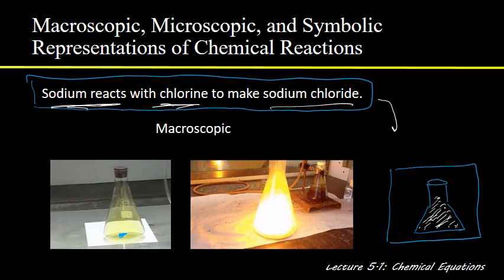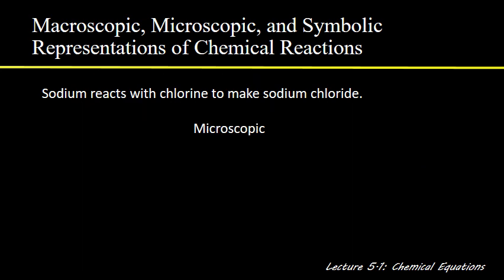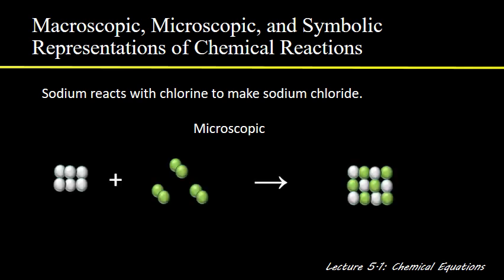We can also think about the microscopic representation, which would look something like this. We've got a bunch of sodium atoms here, and a bunch of chlorine molecules. We'll talk more about diatomic species in a little bit. I think we've mentioned this before, but chlorine is one of those that always exists in pairs. So we've got chlorine molecules, and they react to make sodium chloride. This is our product over here.